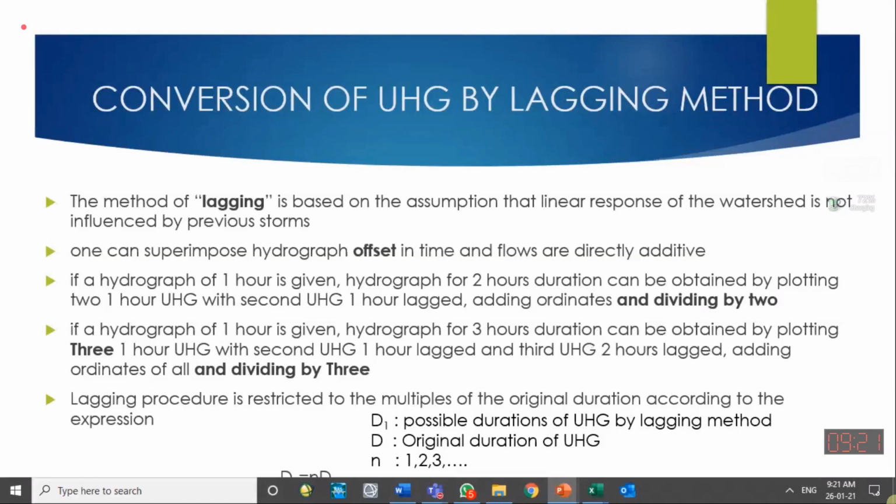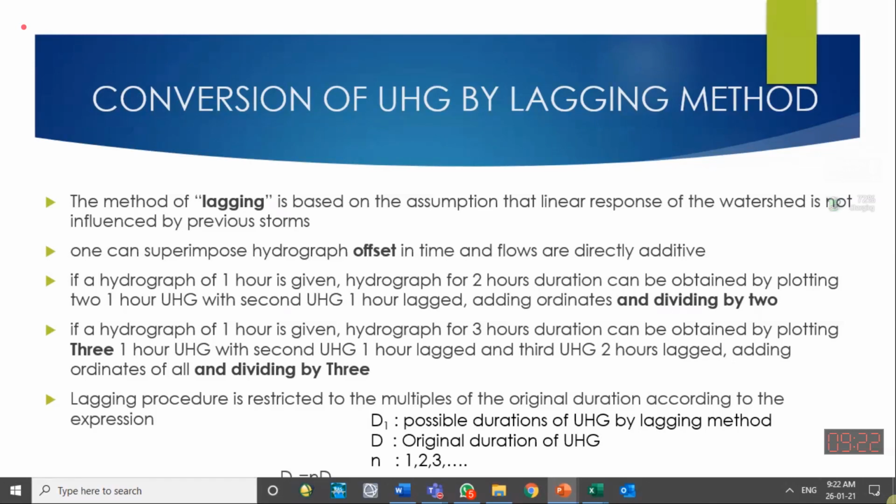If the conversion requires a multiple of the original duration, the lagging procedure is restricted to multiples of the original duration. For example, we have a 3 hour unit hydrograph already available and we want to convert it into 6 hours, 9 hours or 12 hours, then the lagging method will be useful. If I want to convert that 3 hour unit hydrograph into 4 hours, the lagging method will not be suitable.